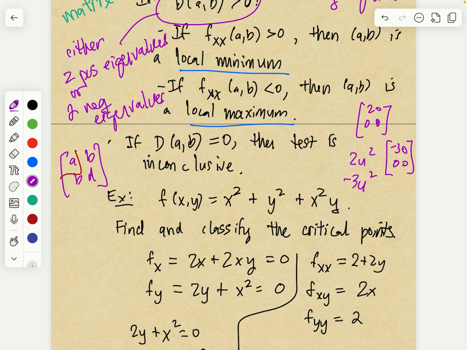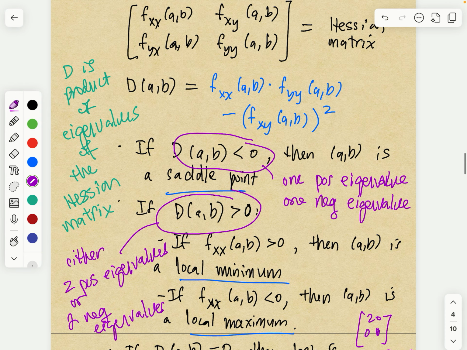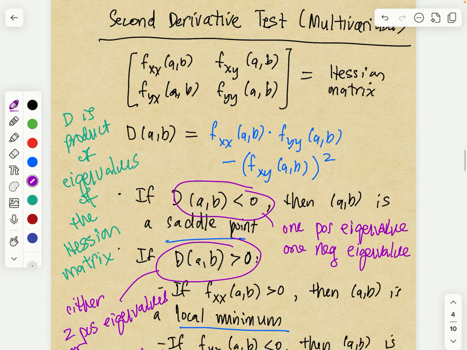Okay, so that basically is the explanation for why the second derivative test is true. Again, if you don't know linear algebra to the point where you know about quadratic forms and positive definite matrices, it's not obvious at all why the theorem is true.